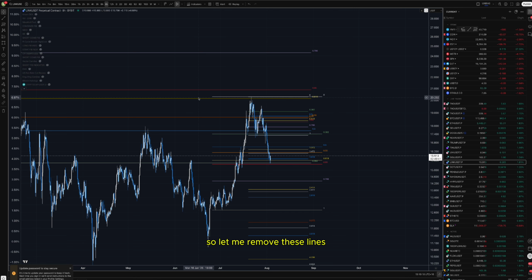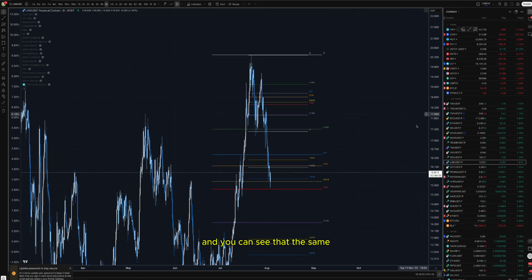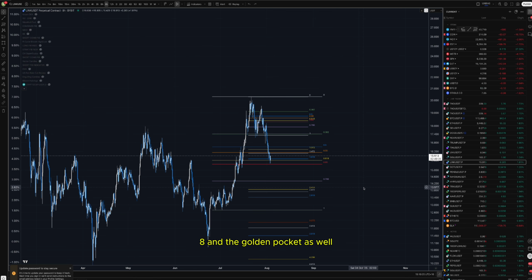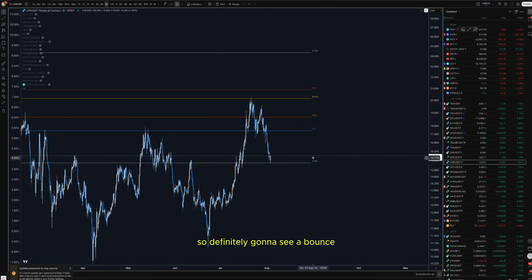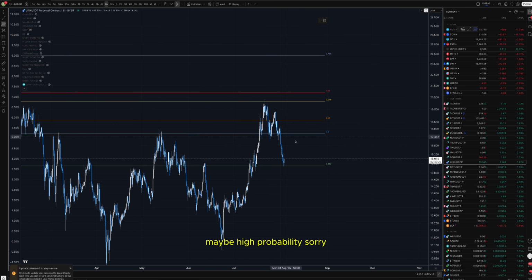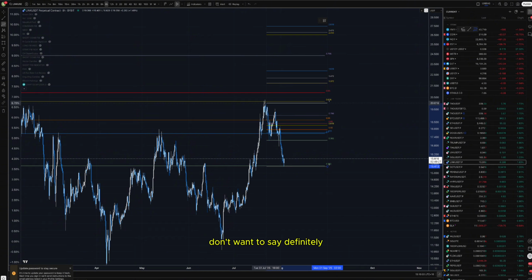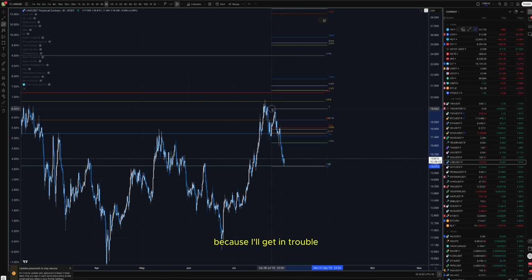So let me remove these lines, and you can see that there's the same overlap here between 1618 and the golden pocket as well, which gives it a nice region to bounce from. So definitely going to see a bounce, maybe high probability. Sorry, don't want to say definitely because I'll get in trouble.